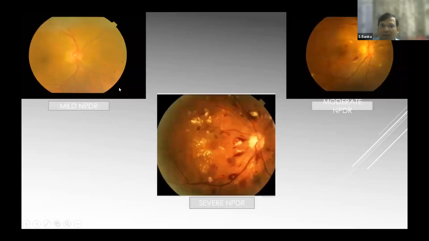This is how a mild NPDR looks. In the first photograph, on the top right corner, you can see this small dot, which is actually not a hemorrhage but a microaneurysm, in the superonasal quadrant of the retina. And this second picture on the top left corner is of a moderate retinopathy, and the third one is of a severe non-proliferative diabetic retinopathy.